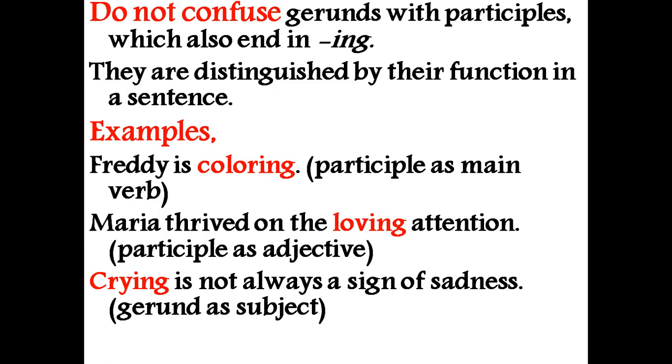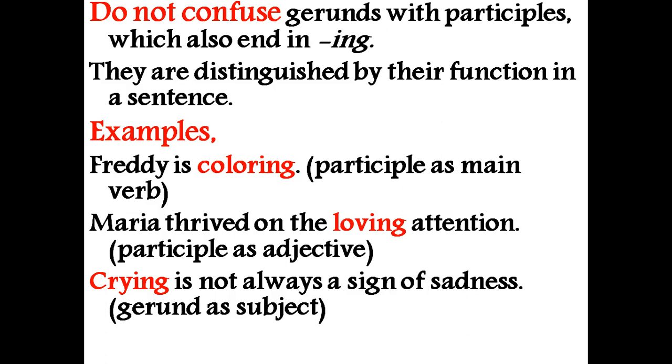Maria thrived on the loving attention, participle as an adjective. Now here we already have thrived as the verb. Maria thrived on the loving attention. So loving here is a participle but as an adjective. You have to distinguish. This is a subtle differentiation, but the context of the sentence itself will convey the message if you give it due attention.